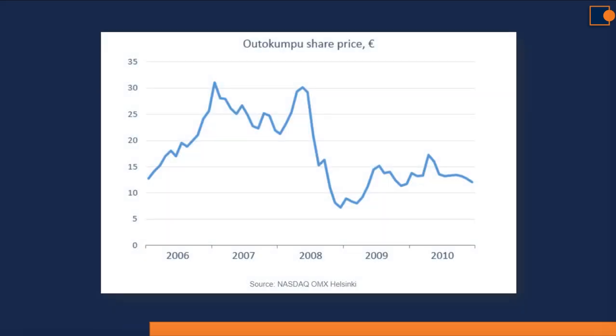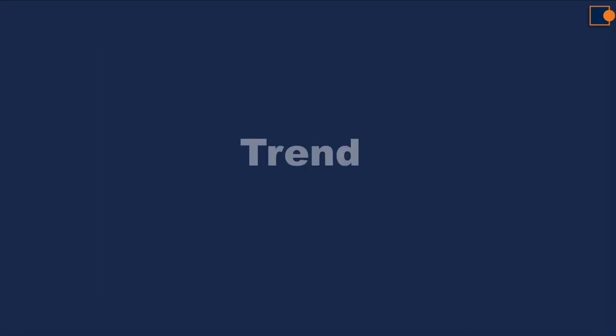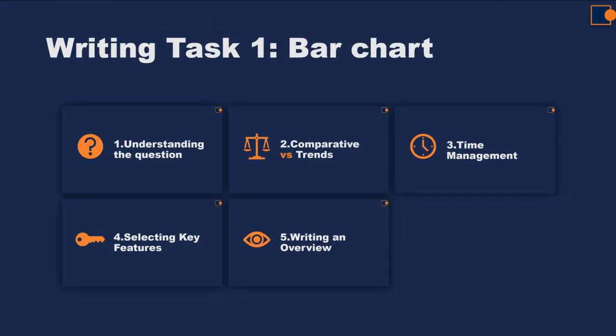One more time. Look at these old charts, the line graph. Is it change over a period of time, or is it a comparison, or is it both? That's only trend. Okay, I hope you understood how to differentiate between comparison and trends in Task 1 questions. Now let's come back to another section.